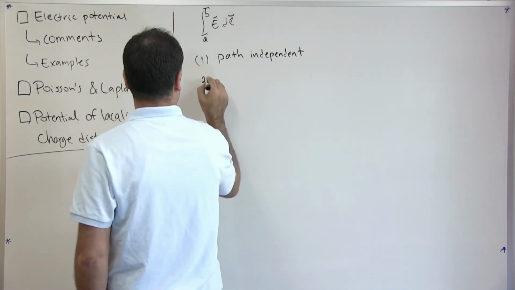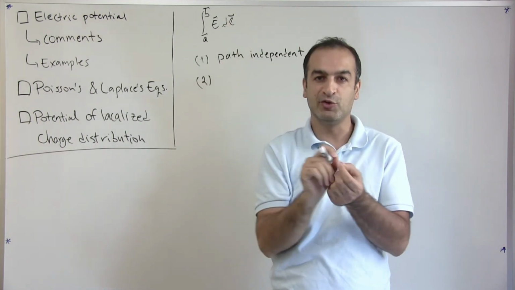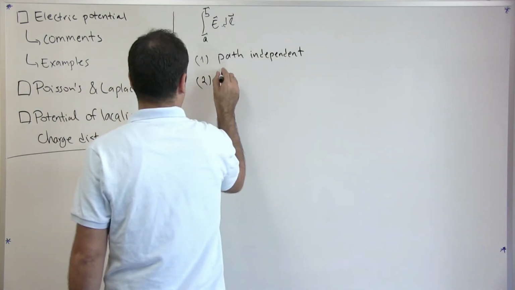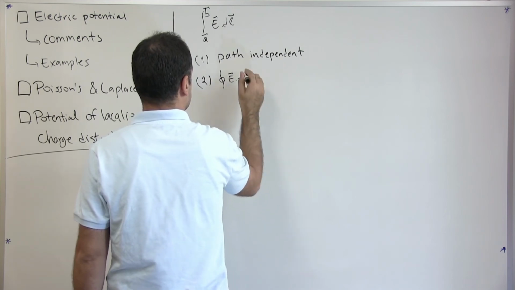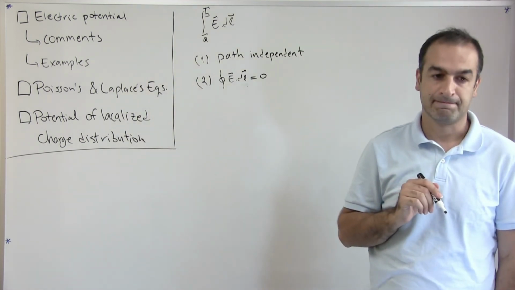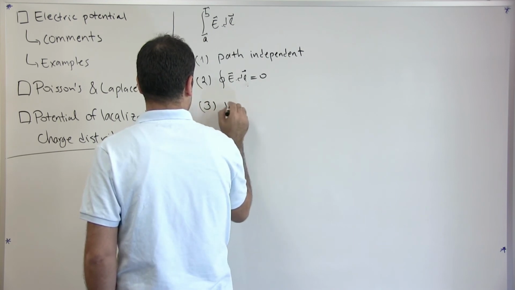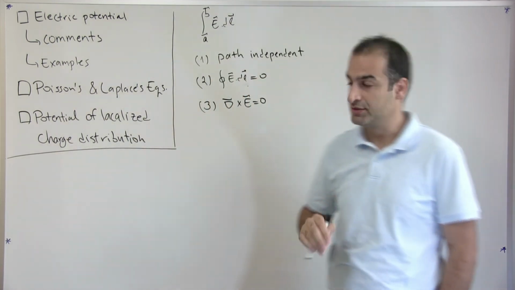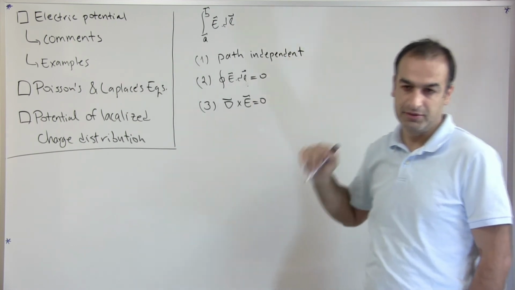Because it only depends on the beginning and end, if you make a complete loop and come back to exactly the first point, the integral over a closed loop of E dot dl is always 0. And this combination actually also means the curl of E is 0. So these are all interrelated to each other. These are not technically separate conclusions.